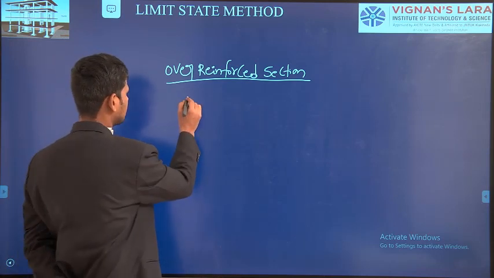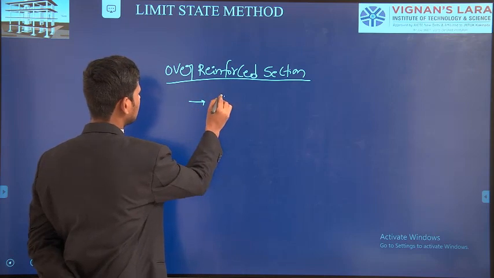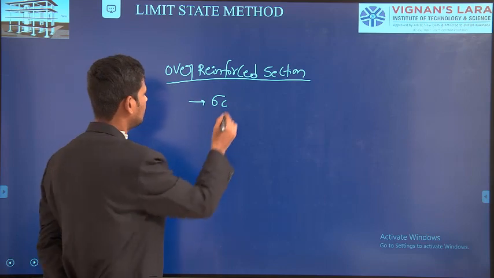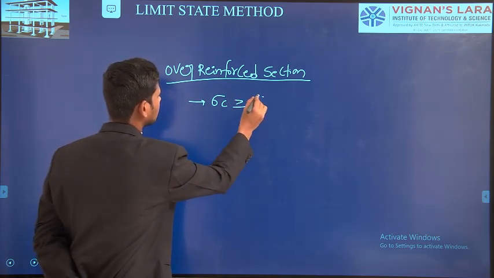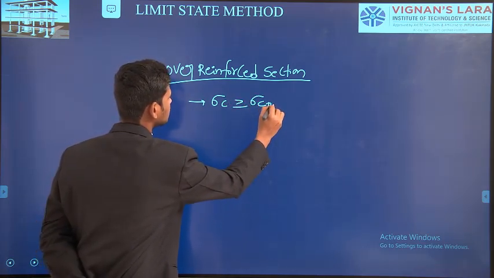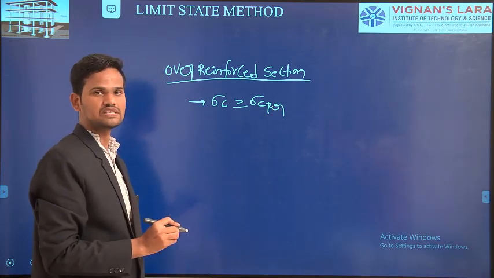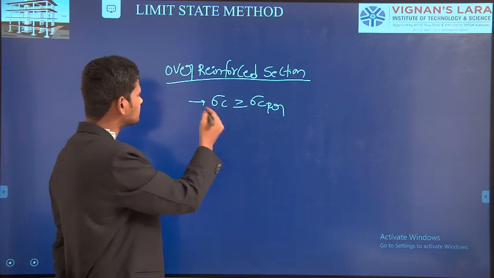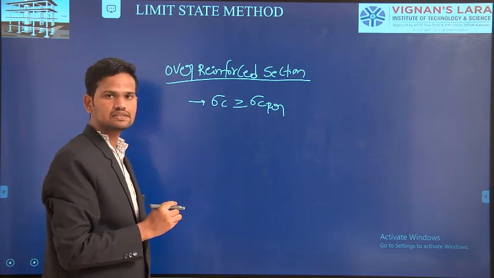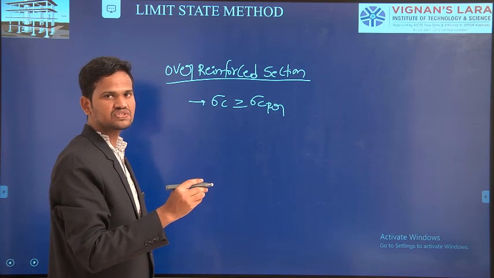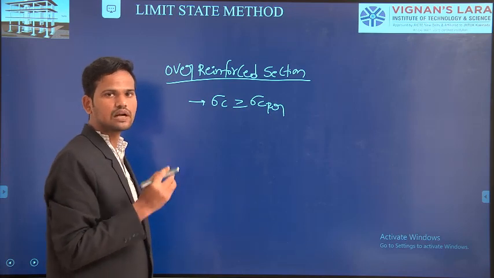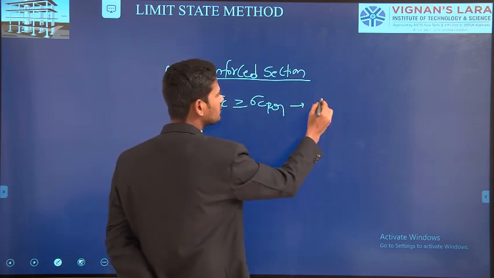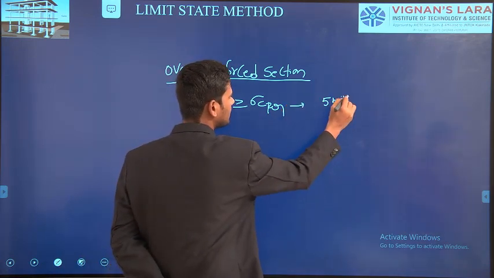Again, if you check here, the maximum compressive strains or stresses in the concrete will be greater than the maximum permissible compressive stresses in the concrete. That means the stresses we are getting in the concrete reach the limit first. That means compressive strains in the concrete are maximum compared to the permissible stresses. Suppose you take the permissible stress here as 5 megapascal.